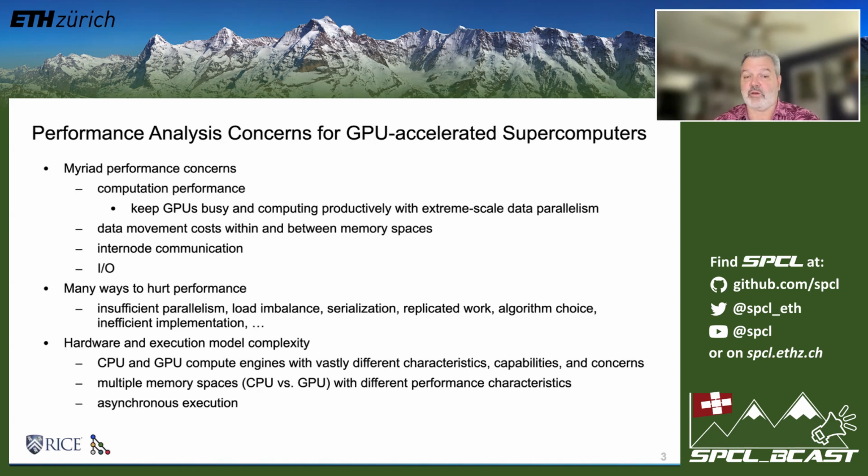We have CPU and GPU compute engines that have vastly different characteristics. There are multiple memory spaces, a memory space for the CPU and a memory space for the GPU, and asynchronous execution, where you can offload kernels that execute asynchronously on the GPU while the CPU is still running.